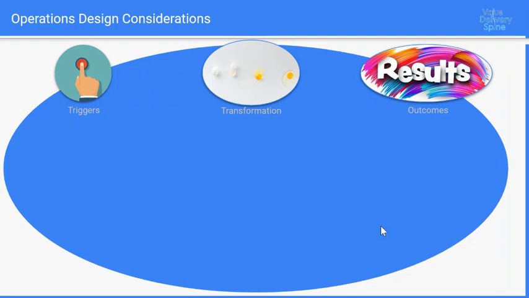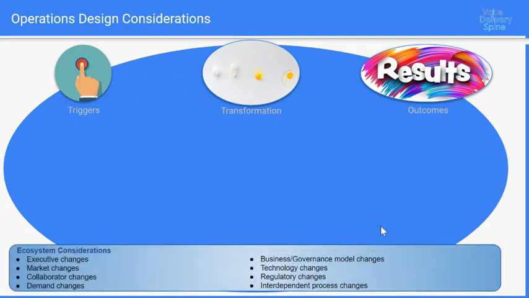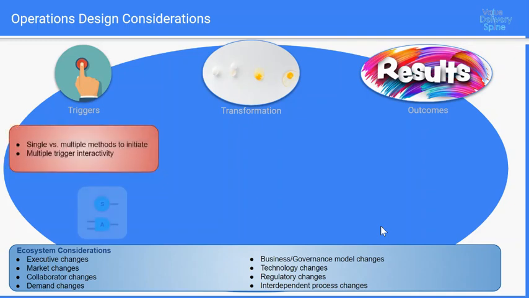What triggers the process? What is the ecosystem we're living in? What changes have occurred within the ecosystem? What transformation do we want to complete? And what outcomes are we looking for? So within the ecosystem, ensure that we understand where our environment is and where it's going to be, so we can design for those considerations. What triggers are we going to deal with?